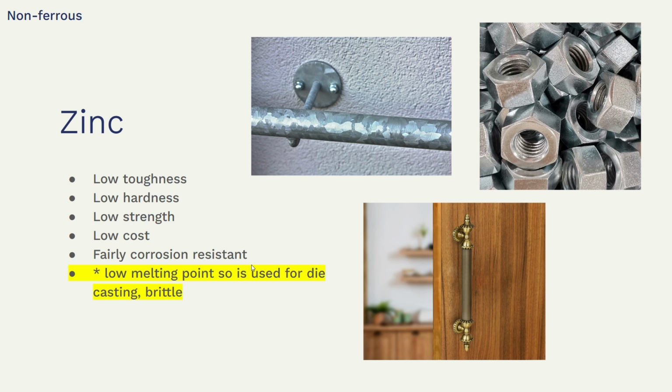Finally, we have zinc. Zinc has a low toughness, low hardness, low strength, and all this for a low cost. It is fairly corrosion resistant, and it has a low melting point, so it is used for die casting. Zinc is widely used as a sacrificial metal or to galvanize a metal component. Also, since it can be cast, zinc and its alloys, brass and bronze, are used to make stuff with intricate shapes, such as door handles.